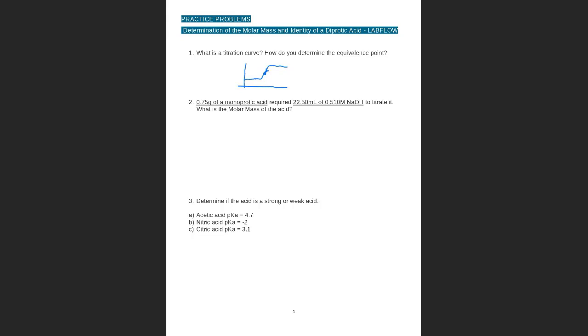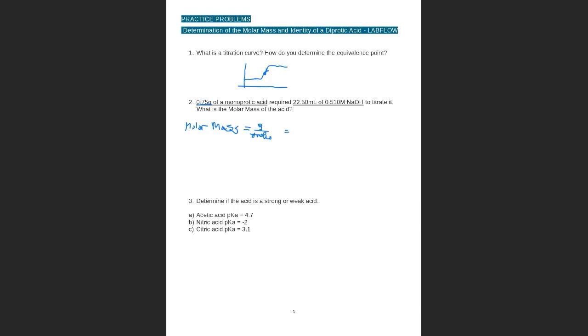Let's read the problem. We have a monoprotic acid. We have the mass of the monoprotic acid. And they tell us that they are titrating the monoprotic acid with this volume of base, and they give us the concentration, and they ask us for the molar mass. That is obviously very, very simple and straightforward. What is the molar mass? From Chem 1, it is obviously the grams divided by the number of moles, right?